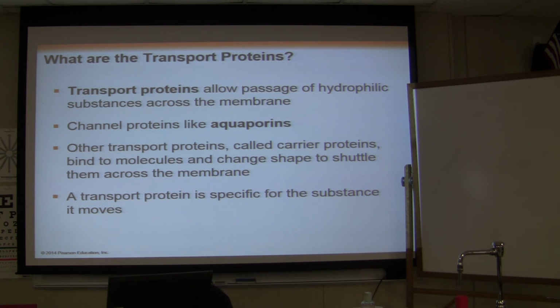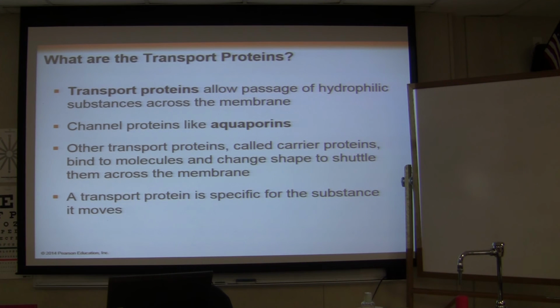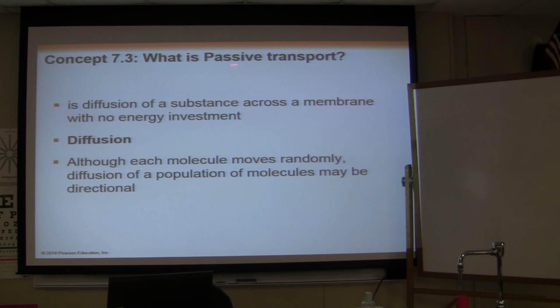So the cell membrane has these channels that allow proteins and ions and other molecules in. Other transport proteins, called carrier proteins, bind to molecules, change shape, and shuttle them across the membrane. A transport protein is specific for the substance it transports. Diffusion is a passive transport. It is diffusion of substances across a membrane with no energy investment. Although each molecule moves randomly, diffusion of a population of molecules may be directional.